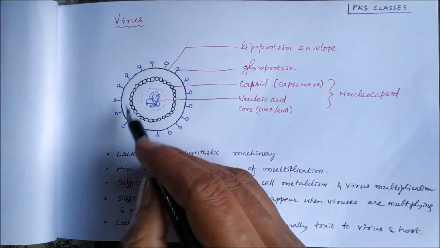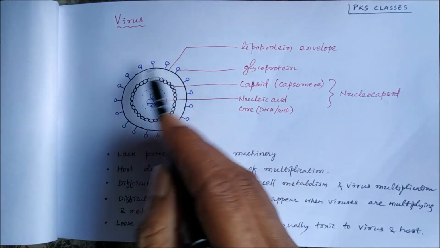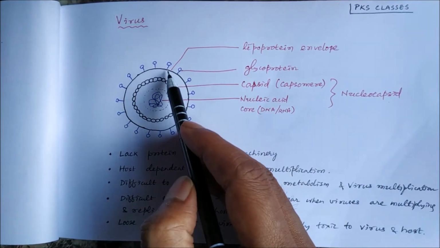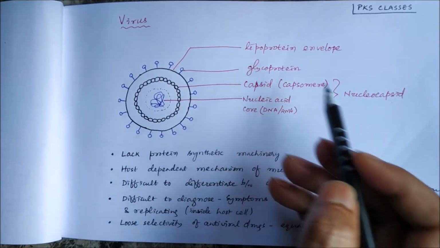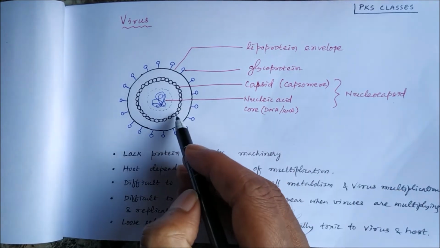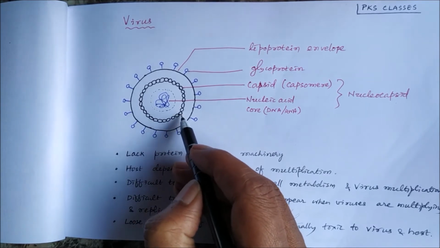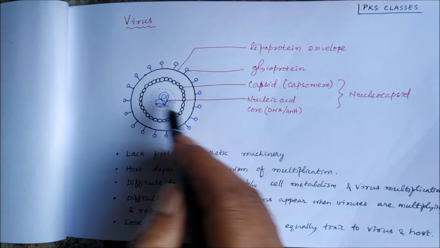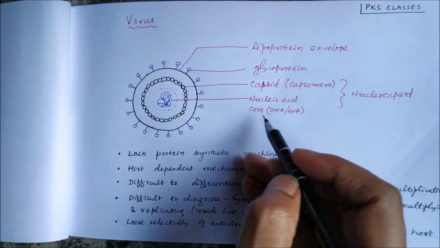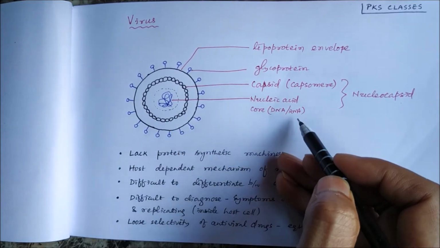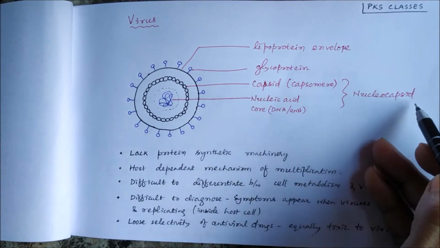And if we see the structure of a virus, it consists of three parts. One is the outer envelope, a lipoprotein envelope, on whose surface we have the glycoproteins. Then inside the envelope there is a layer of capsid which consists of capsomeres. So this is one capsomere, this is one capsomere, and this layer is called capsid. And inside the capsid we have a nucleic acid core which may be either DNA or RNA. So this nucleic acid core and capsid together is called nucleocapsid.